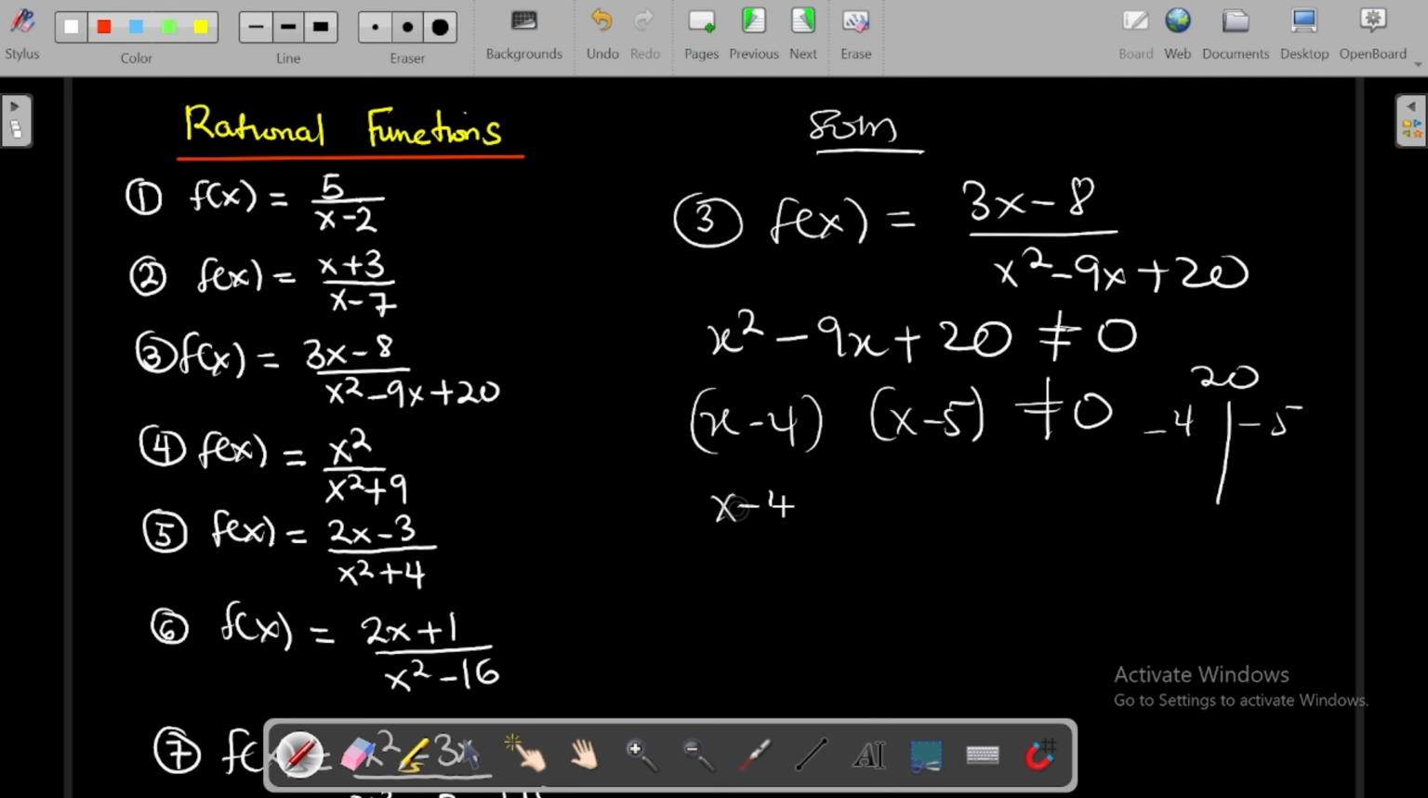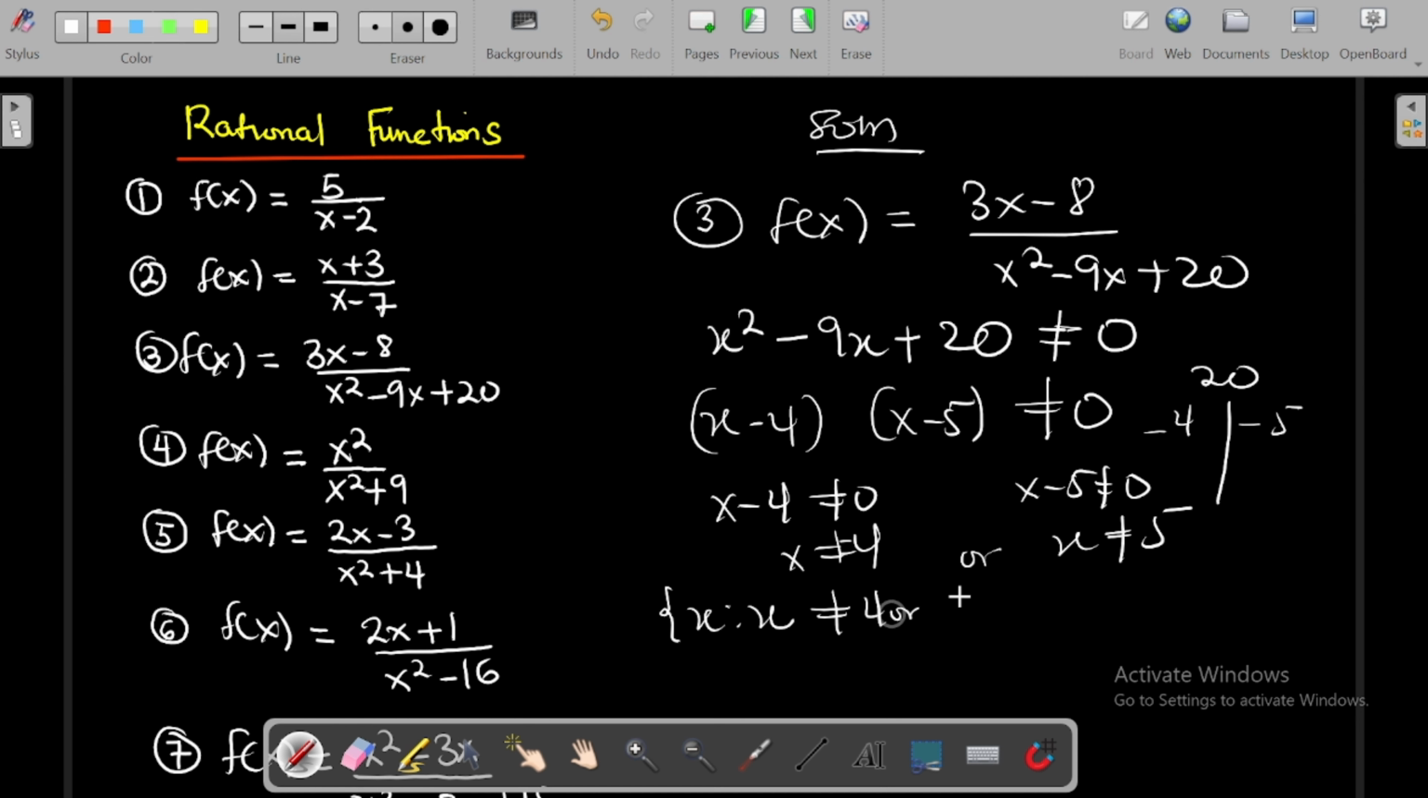Then we can set each of them not equal to 0. x minus 4 not equal to 0, x minus 5 not equal to 0. So it means that x is not equal to 4, and x is not equal to 5. So for this one the domain is x such that x is not equal to 4 or 5, or, like some people say, x is a member of all real numbers except x is equal to 4 or 5. That's how to solve this particular equation to find the domain.